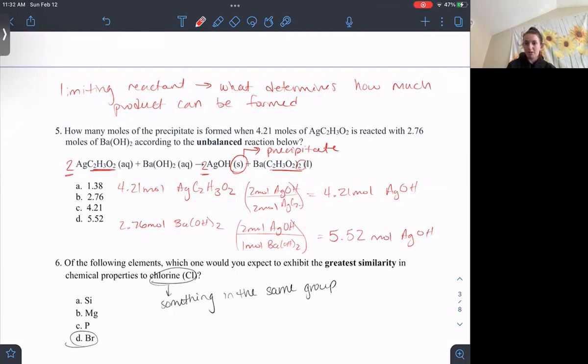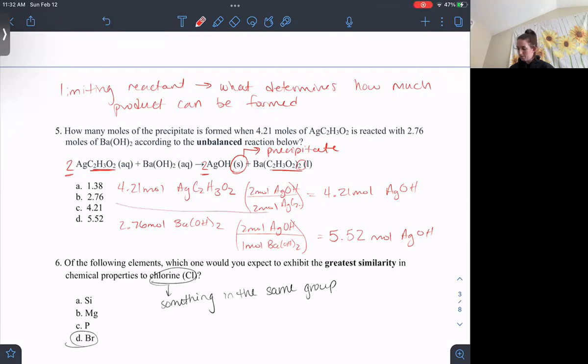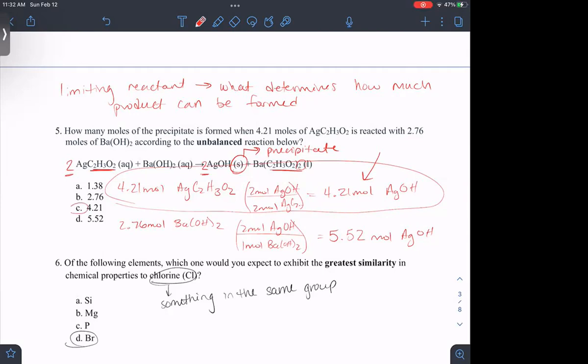So which one is going to be our limiting reagent? The silver compound. Good. The silver compound, this one up here, will be our limiting reagent because it produces the least amount of your product. So when someone asks for the maximum amount of product that can be produced, it's going to be this one, right? We can't produce more than 4.21 moles. We can't get to that 5.5 moles because we don't have enough of the other reactant to produce that.